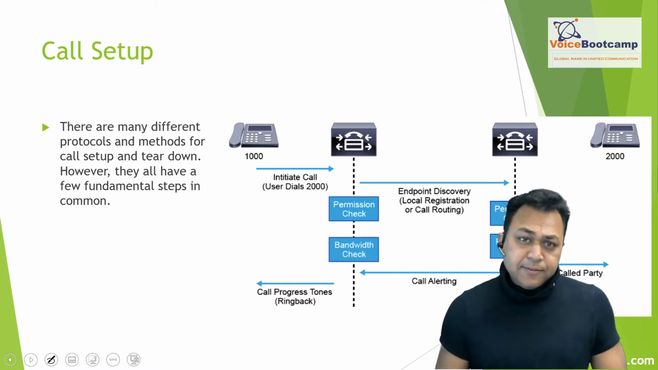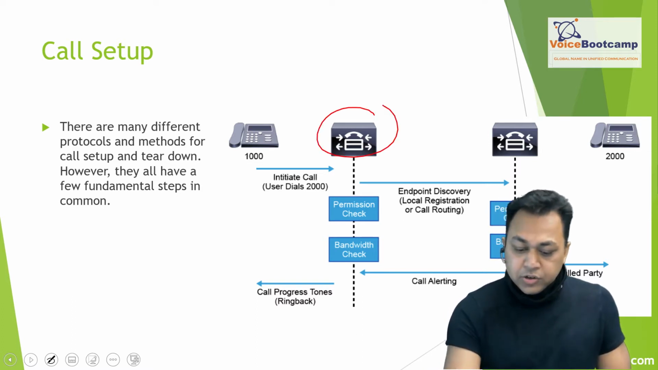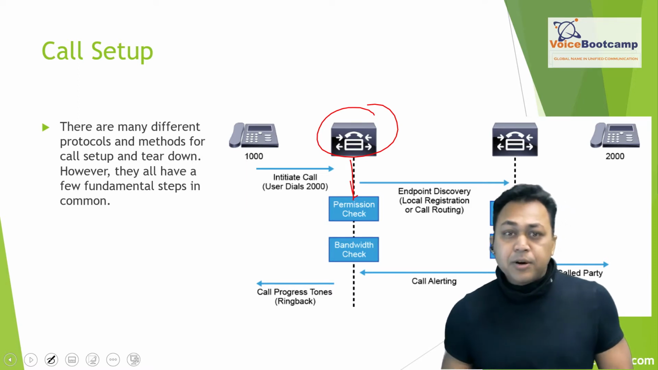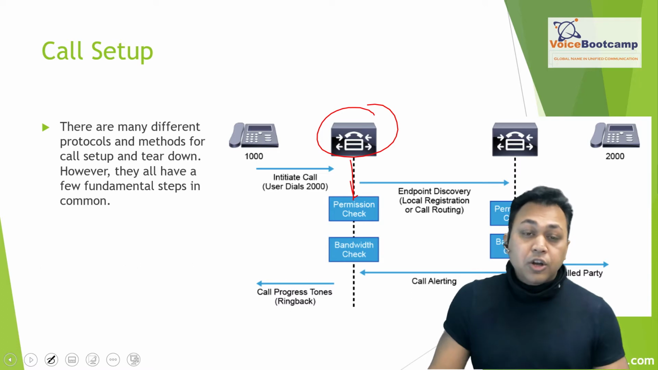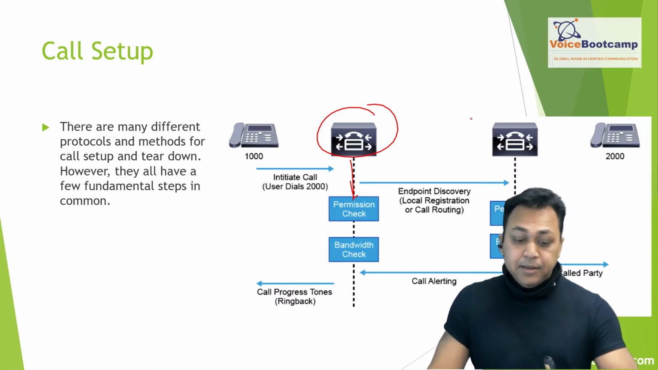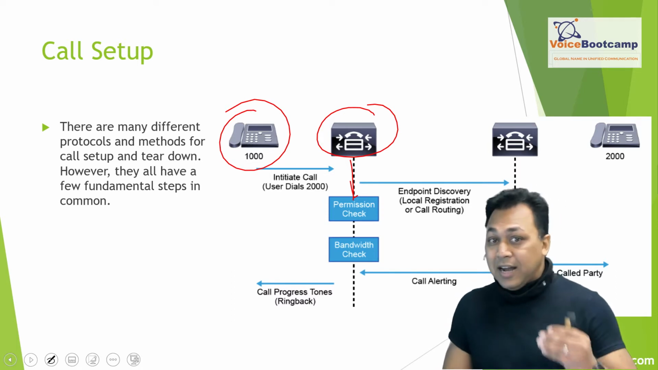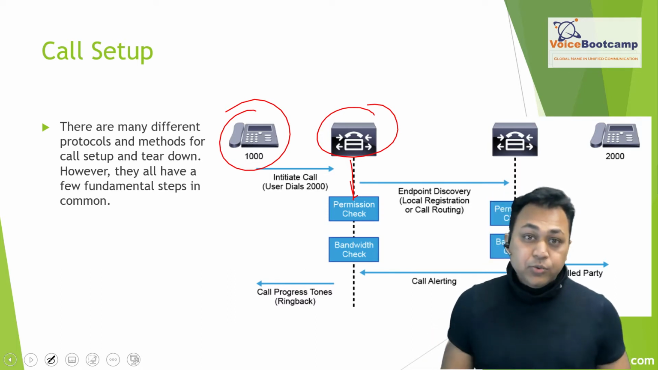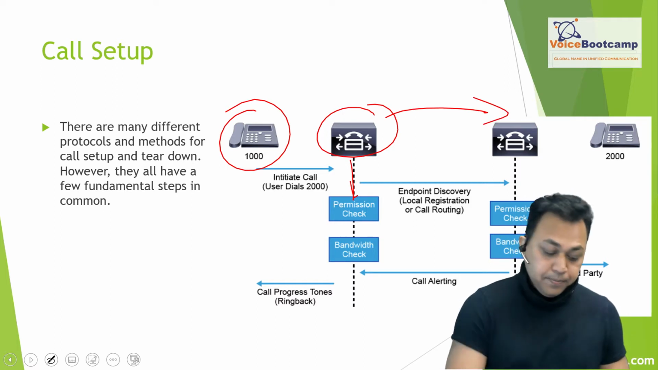So once it identifies that, your next step is the permission check. The call manager is going to say, hey, does this guy have the permission? The permission check may be performed to confirm the calling party, in this case this particular phone, has the right to dial that number. That is one of the things that will happen before any signal is even sent to the remote site.